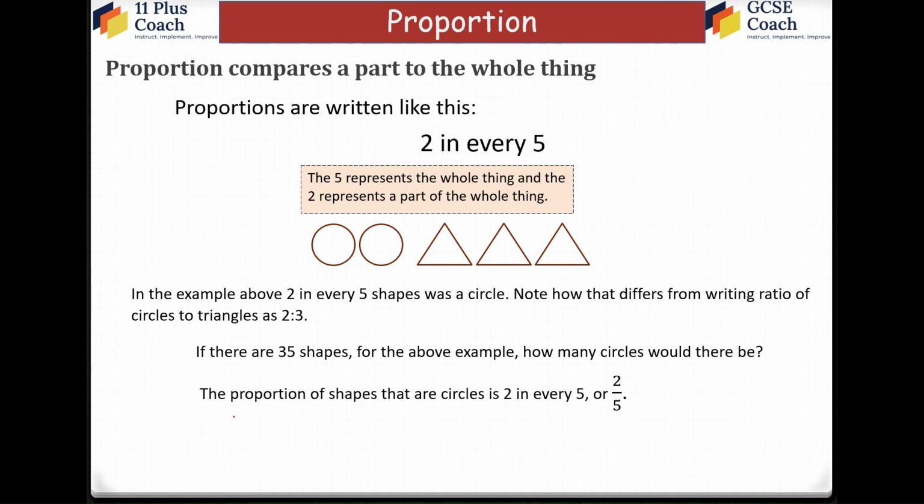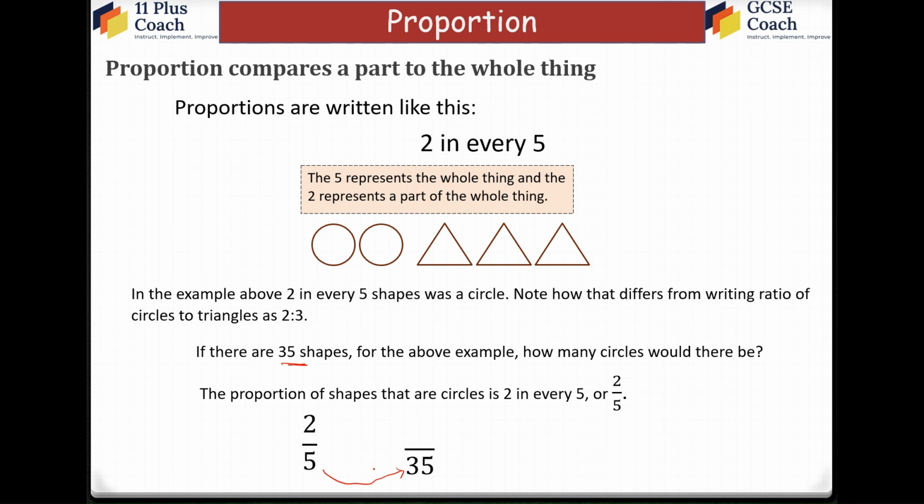Now, one of the ways of doing it is the following. We know 2 out of every 5 are circles in this case. And we know altogether there are 35 pieces in this new shape. So what I need to decide is, how do I get from 5 to 35? So the total number of shapes will be 35, let's say if it was a necklace. So it's equivalent fractions really. And if you're not sure how fractions work, please go and watch the video on fractions, equivalent fractions especially.